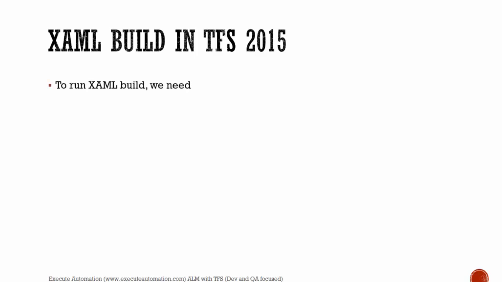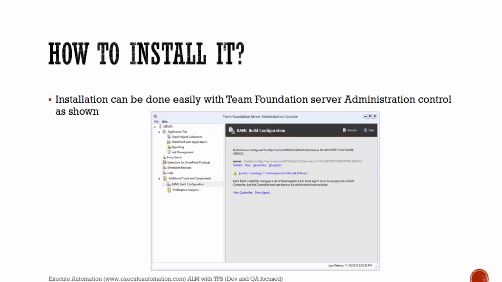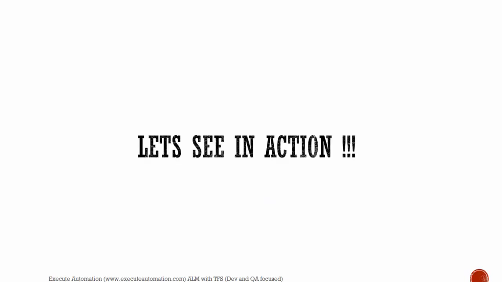So to run a XAML build, we need to have a build controller and build agent, as we already discussed in our previous video of this particular video series. And how to install it? Well, installation can be done fairly easily with the Team Foundation Server administration console shown below. And this is the console where you can register your build controller, and also you can create build agents. So you can create multiple agents depending upon your load, and you can also register those agents with your build controller. So let's see this in action.